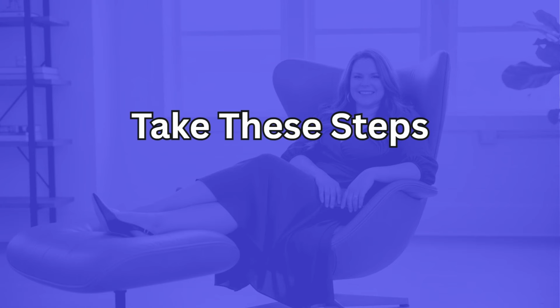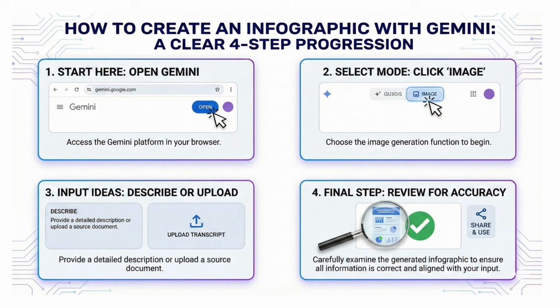So here are the steps to take. First, you're going to open gemini.google.com. Next, you're going to select image, and it'll have a little banana next to it. Third, you're going to input your ideas, and I'll show you how to do that, and I'll give you a few examples in a second. And then finally, you're going to review it for accuracy. Now, by the way, this of course is an infographic that I also made in Nano Banana using gemini.google.com.